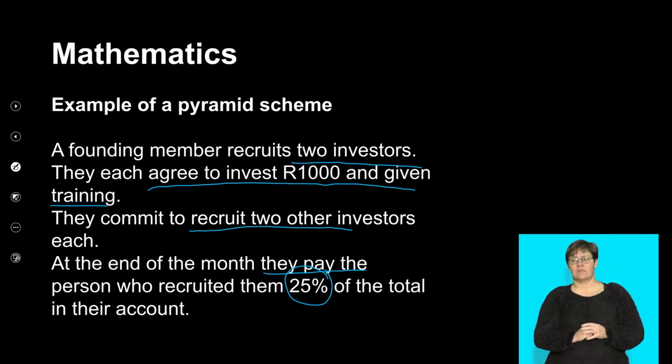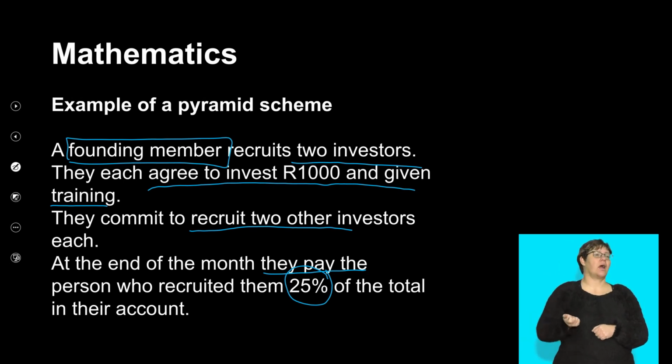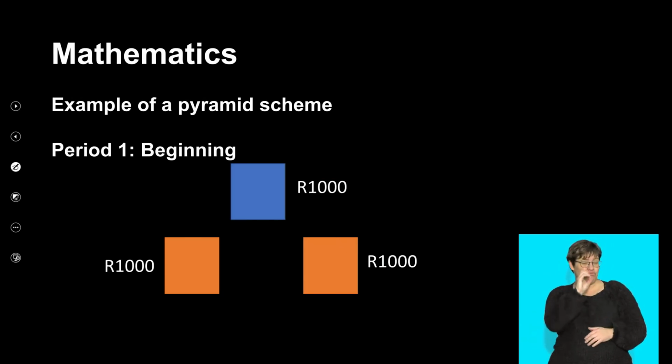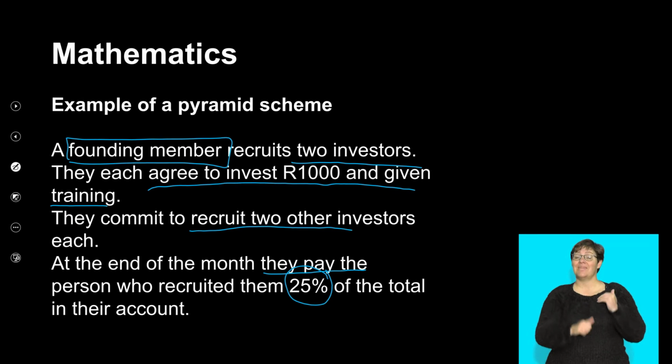Already I'm imagining what exactly is going to happen here, because it's like this founding member is the one that's just going to really be rich. But let's look at the beginning of this. The beginning of this is everyone, in terms of these three people, is agreeing to pay 1,000 rand. But remember what we said. We said that at the end of the month, the people who were recruited need to pay their recruiter 25% of what they have in their account.